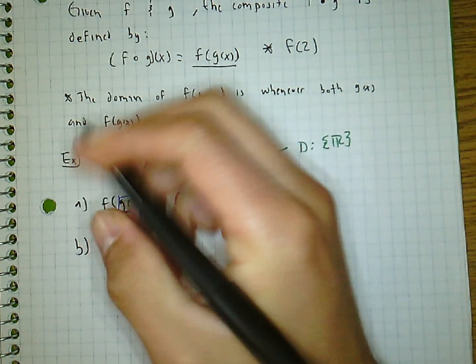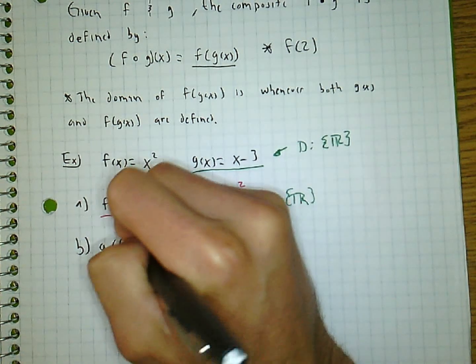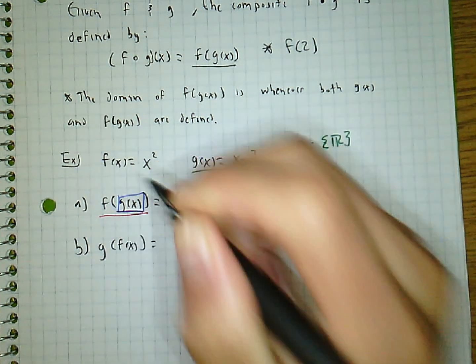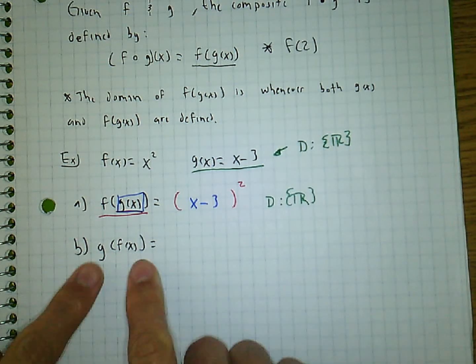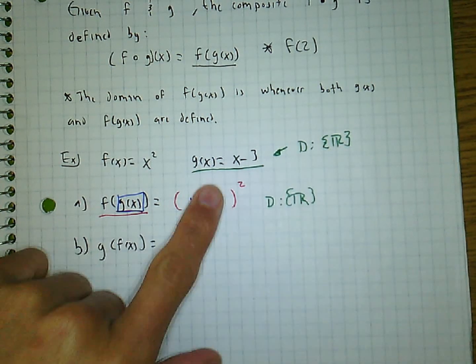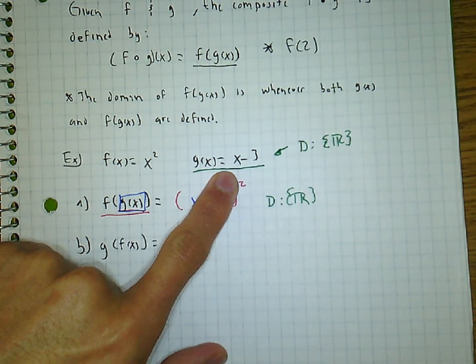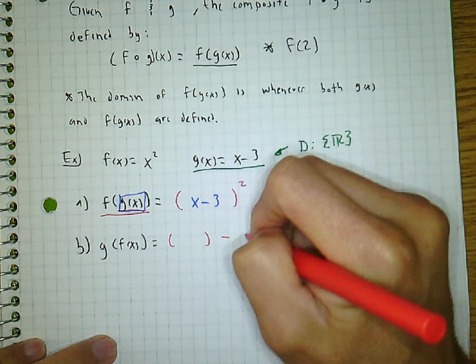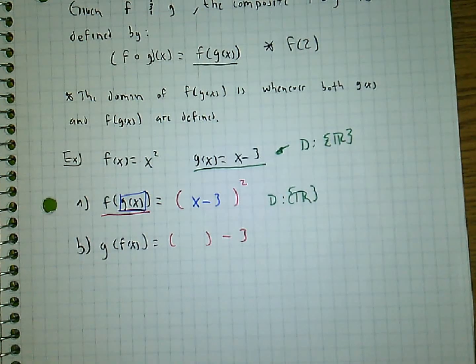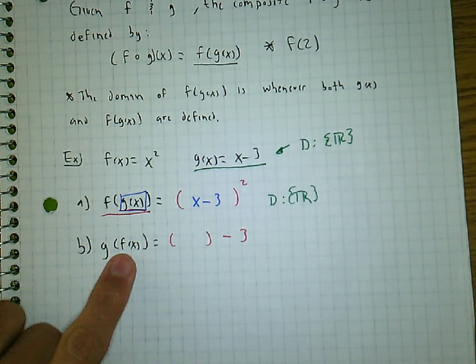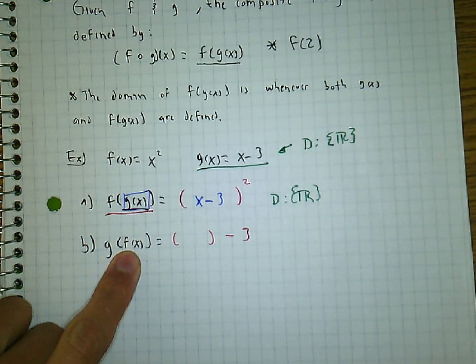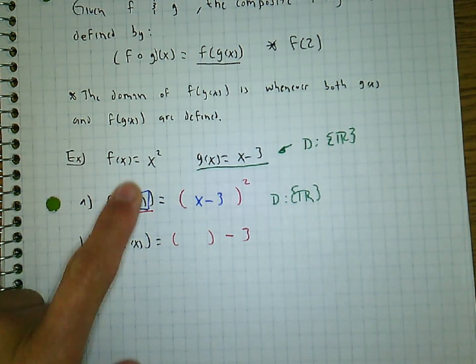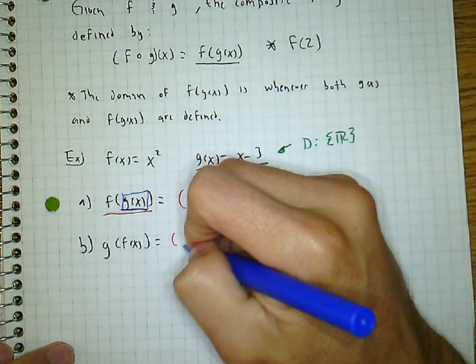Let's try b, which would be the same functions, but now let's say we do g of f of x. Notice how this time the outer function is g, so I'm going to start out with this function, and everywhere I see an x, I'm going to write a set of parentheses. So this technically says x minus 3. Inside the parentheses, I'm going to use whatever it is telling me here to put inside the parentheses, which in our case is the f of x function, which happens to be x squared.